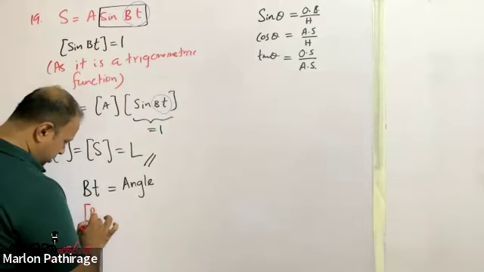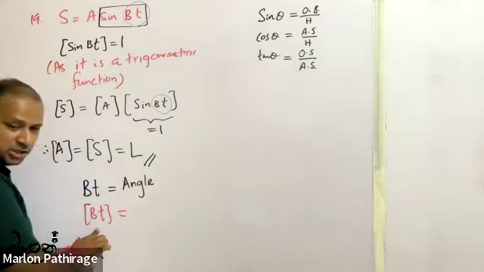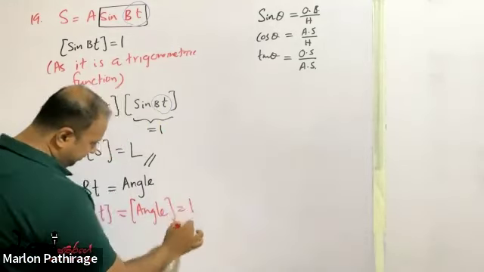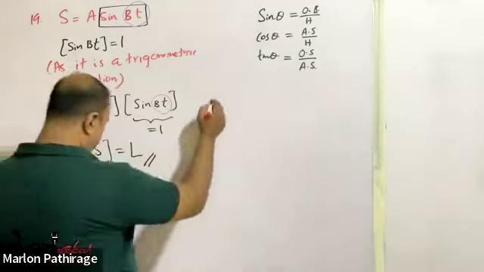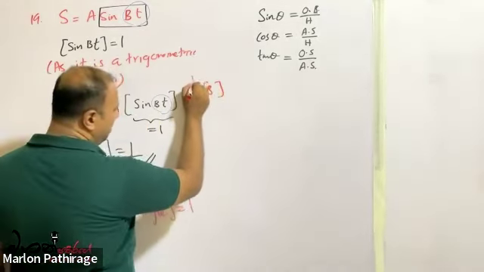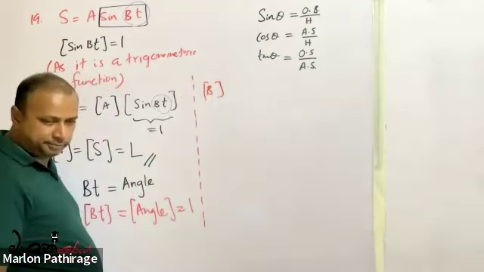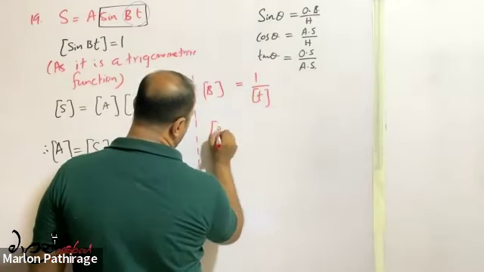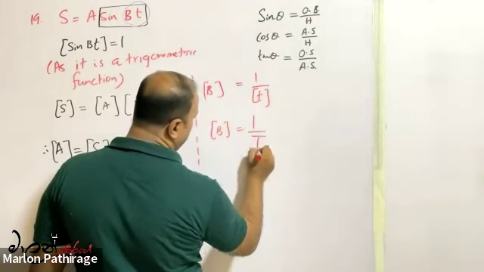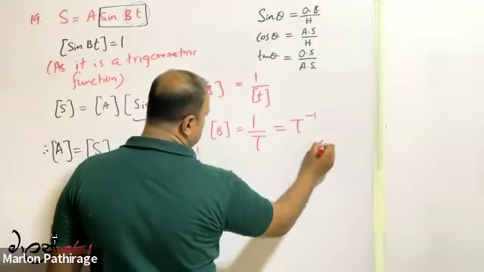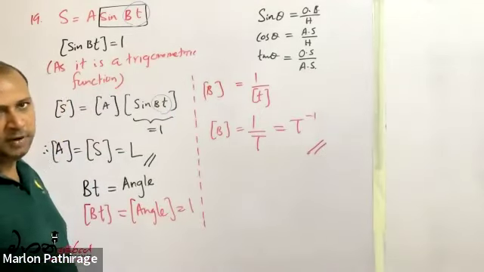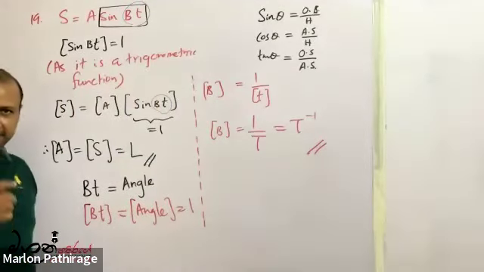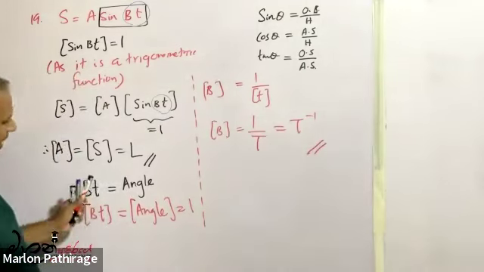Therefore, dimension of BT is equal to dimension of angle, and that is equal to 1. Therefore, dimension of B is equal to 1 over dimension of T. Therefore, dimension of B is equal to 1 over capital T. That means the answer is T to the power minus 1.